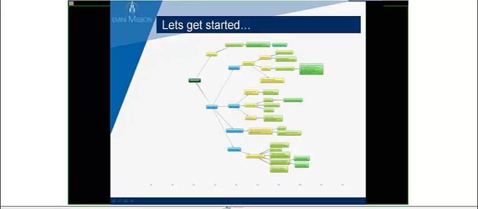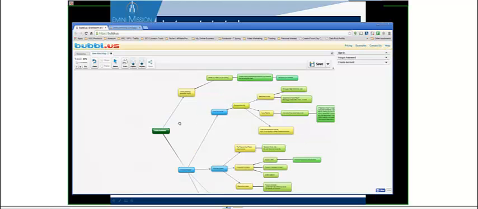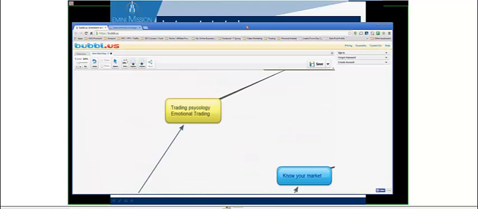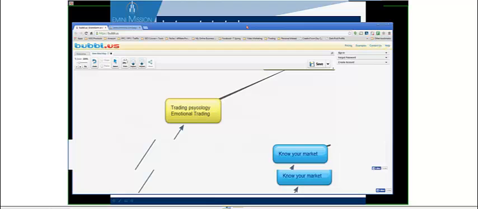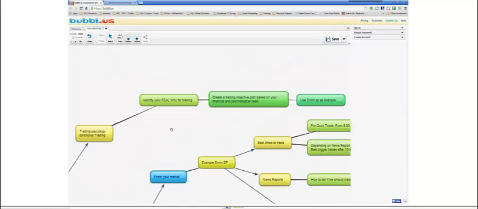Let me see if I can bring it here. One second. Where is it? It should be right here. There you go. So the first thing that I want you to focus on, let me open up. All right, can everybody see here the mind map? Yes?